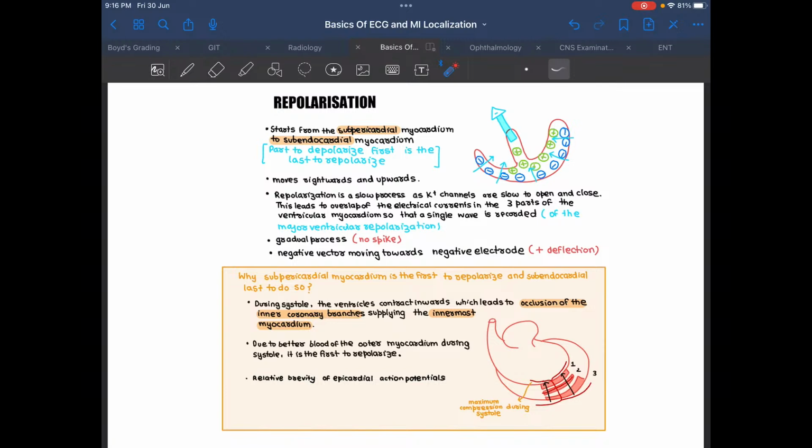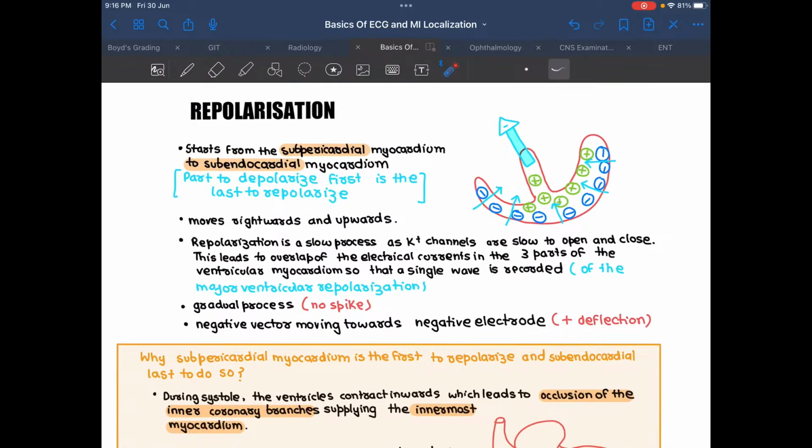All right, so let's move forwards now. What about the repolarization then? All right, so let's see. The concept of repolarization here, guys, is that the first portion of the myocardium that was to undergo depolarization will be the last to undergo repolarization. That's a simple dictum that we have to study.